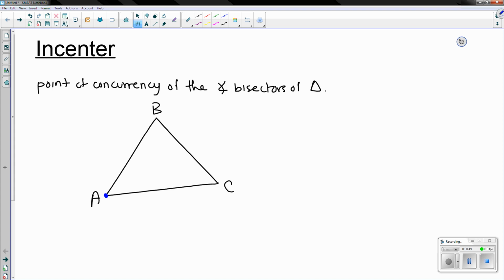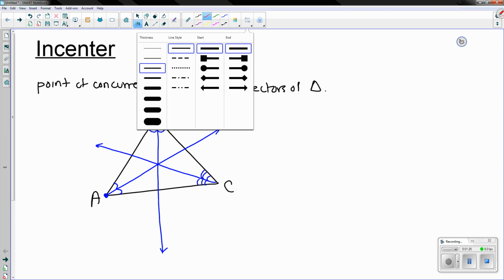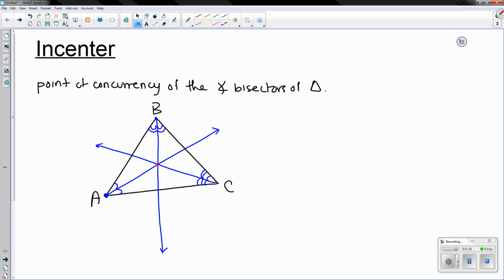insert a ray starting at A, and when we draw this ray extending out, we want to make sure that it's going to create two sub-angles that are equal in measure. So we'll mark this off by a single arc there. We're going to do the same thing from B, where we're going to draw in an angle bisector. So these two sub-angles are equal in measure. And then we'll do the same thing at C. Now this point, where all of these angle bisectors meet, is what is called our incenter. And we'll label that point I.